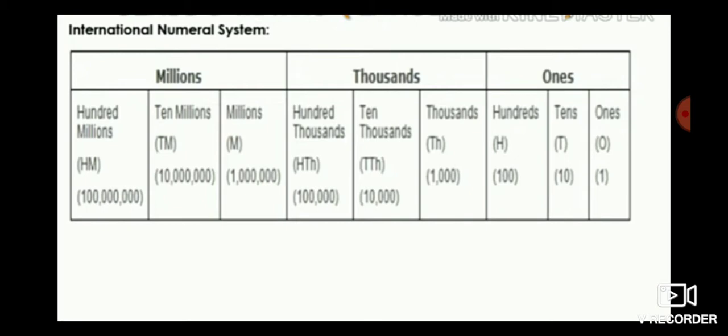It means that in the international number system there are 3 periods: ones, thousands and millions. In the ones period, ones, tens and 100. In the thousands period, thousands, 10,000 and 100,000s. In the millions period, million, 10 millions and 100 millions.